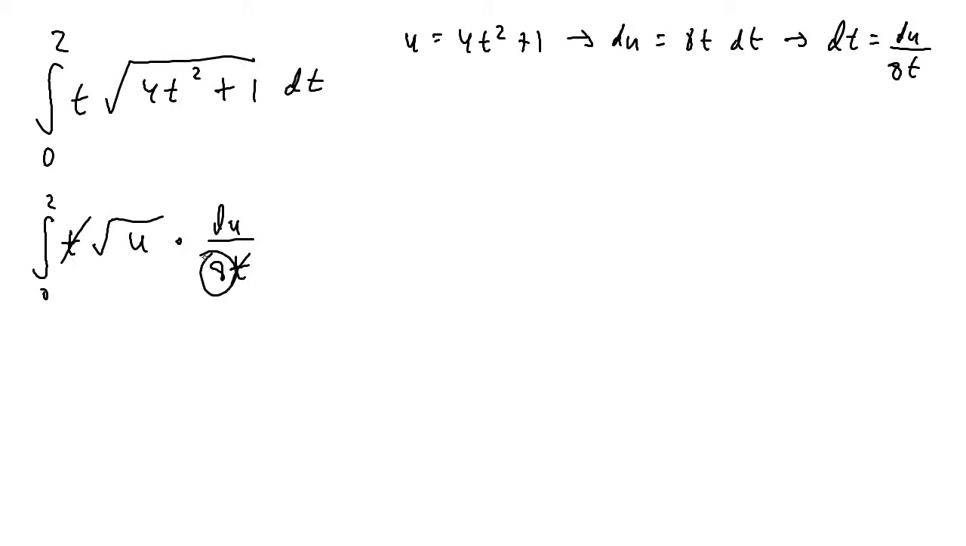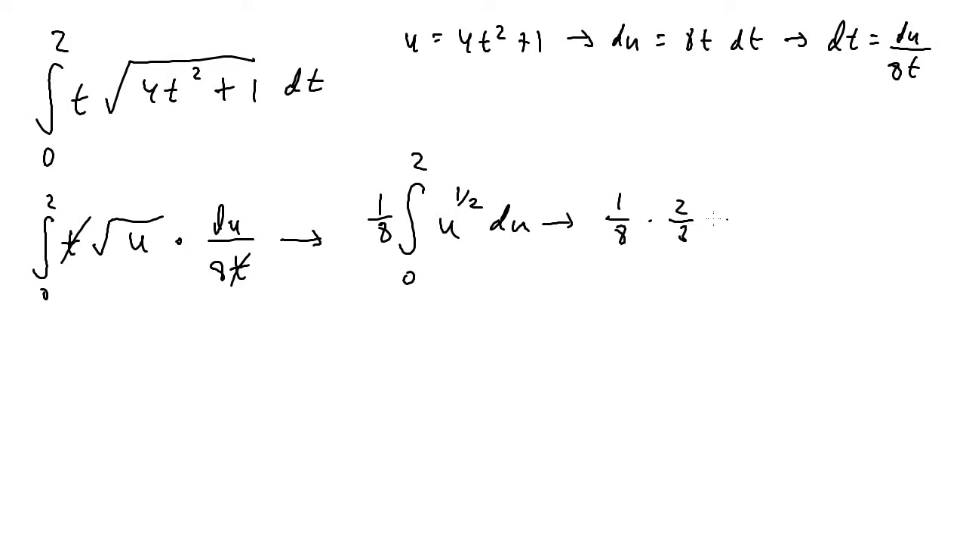1 over 8 can come outside the integral as a constant, so we get 1 over 8 times the integral from 0 to 2 of the square root of u, or I can rewrite it as u to the 1/2 du. So now we can use the power rule. So we get 1 over 8, and the integral of u to the 1/2 is going to be 2/3 u to the 3/2, since u is equal to 4t squared plus 1. Or before I do that, I'm just going to go ahead and multiply the two fractions. So 1 over 8 times 2 over 3 is going to be 2 over 24, which is 1 over 12. Now I can go ahead and substitute back in our u of 4t squared plus 1.